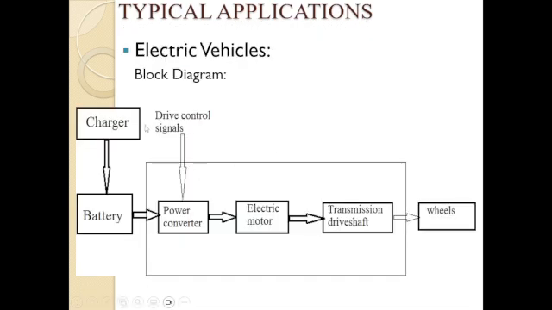In electric vehicles, you can see the block diagram. The basic important block here is a power converter, which converts one form of power into another form of power. If the input is a battery and the electric motor is DC, we require a DC to DC converter. If the electric motor is AC, we require a DC to AC converter.